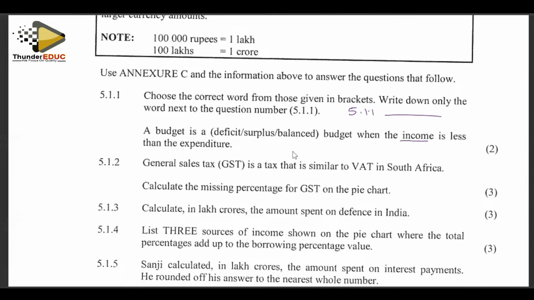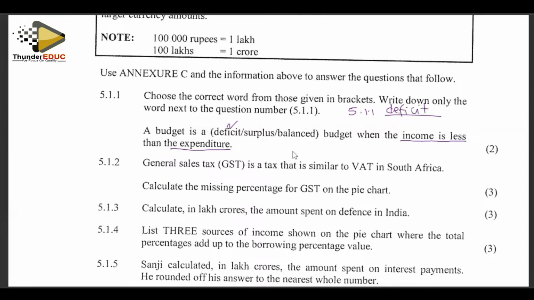When the income is less, it becomes what? A deficit. You're working in what we call deficits. But then when the income is more, it becomes a surplus. When the income equals the expenditure, it becomes a balanced one. So here the answer is supposed to be deficit. Why? You are in negatives.